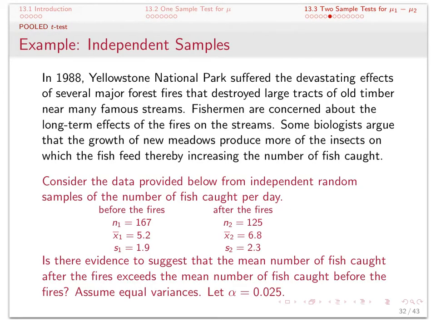In the summer of 1988, Yellowstone National Park suffered the devastating effects of several major forest fires that destroyed large tracts of old timber near many famous streams. Many fishermen have been concerned about the long-term effects of the fires on the streams.